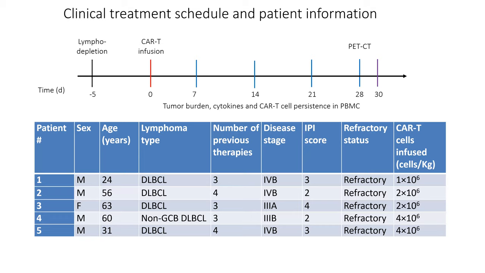an IIT trial. And we enrolled 5 patients. All these patients are relapsed and refractory B-cell lymphoma patients. After lymphodepletion pre-treatment, we do a single dose CAR T infusion. And every 7 days, we get the blood and check the tumor burden, cytokines and the CAR T cell position in peripheral blood. And after 1 month, we do PET CT analysis to check the tumor burden.